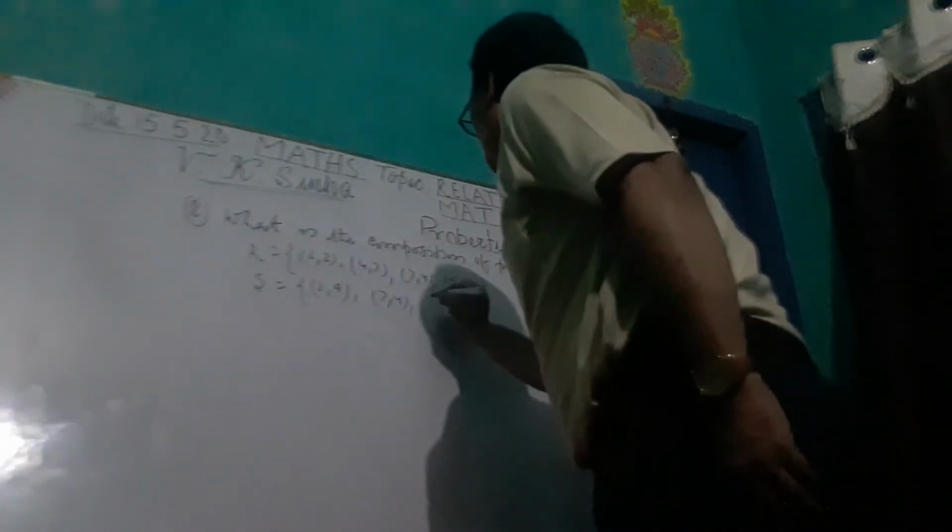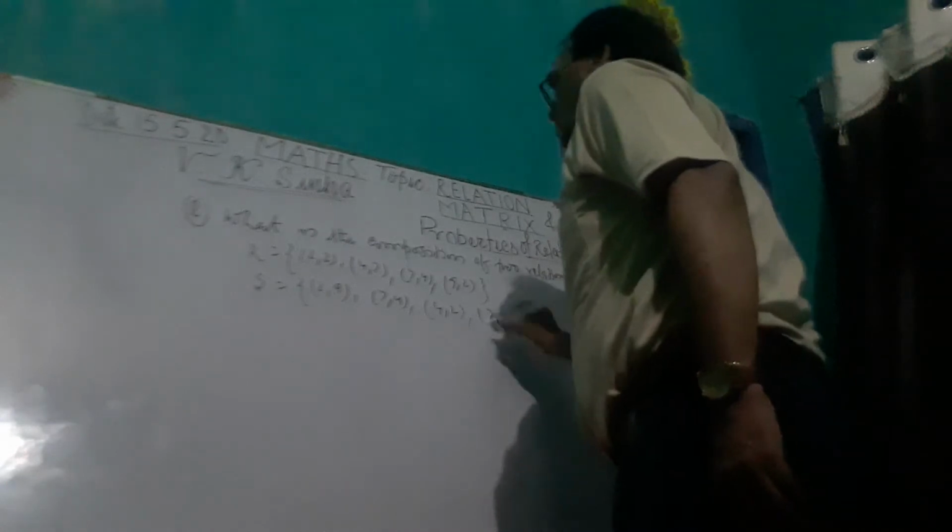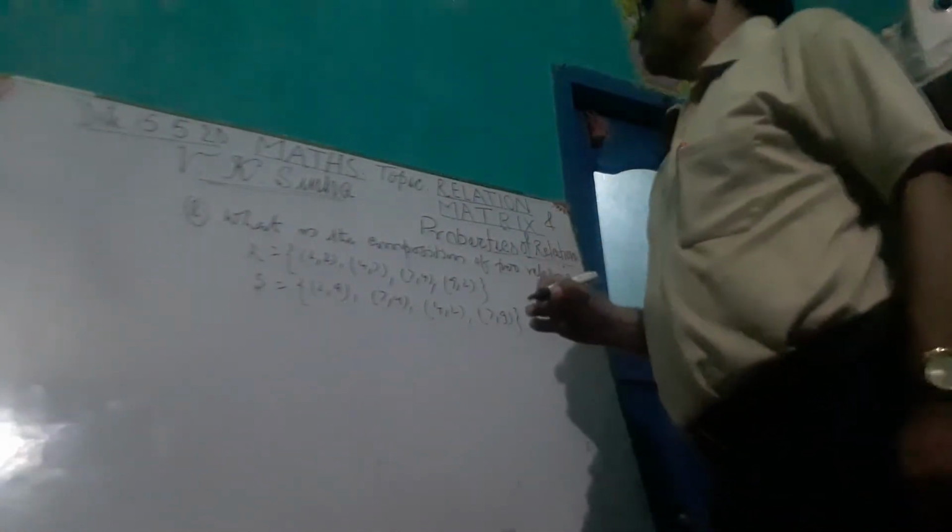and S is equal to (2, 9) and (7, 4), and next (4, 2) and last (7, 9). How can we write its composition?